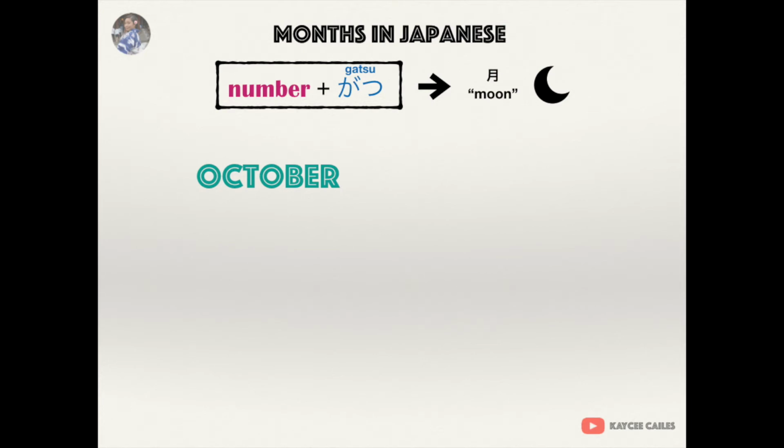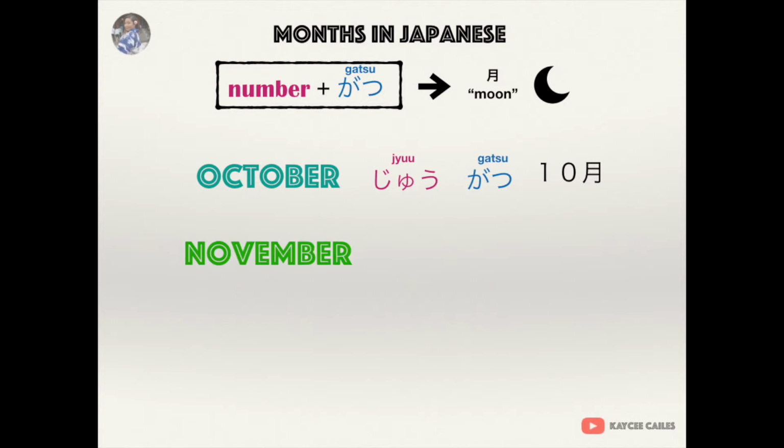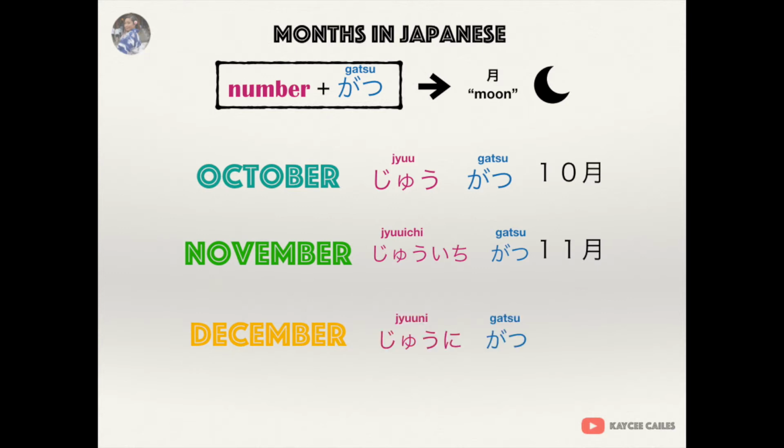For October, it is jugatsu. November, it is juichigatsu. And then December is junigatsu.